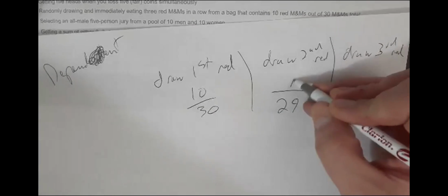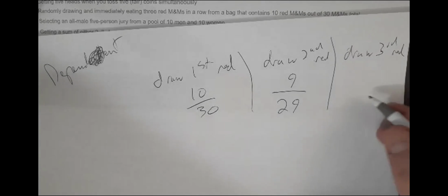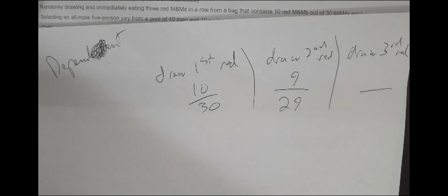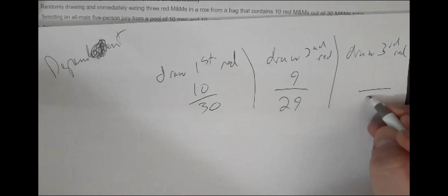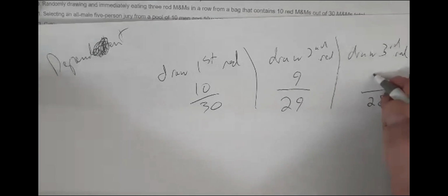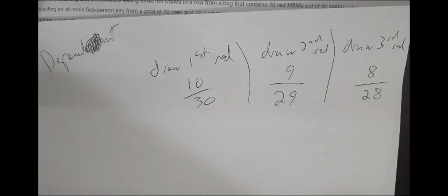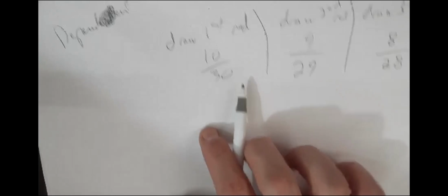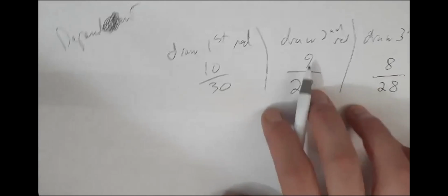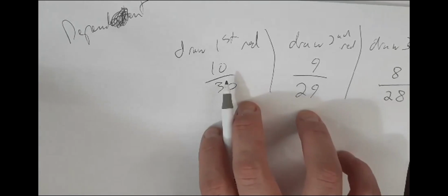Then I draw that second M&M, I eat it. How many are left in my bag now? 28. And how many red M&Ms are left in my bag? Going down 1, it should be 8. So this is the probability of drawing the first red M&M. This is the probability of drawing the second red M&M, given that I've drawn that first red M&M.